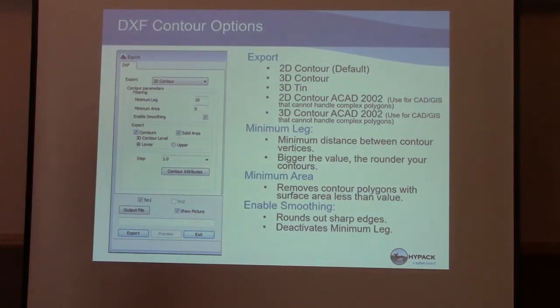Minimum leg, it's the minimum distance between two contour vertices. Anyone know what that means? It creates straight lines, right? So it doesn't make jagged lines, it's trying to smooth out your contours.